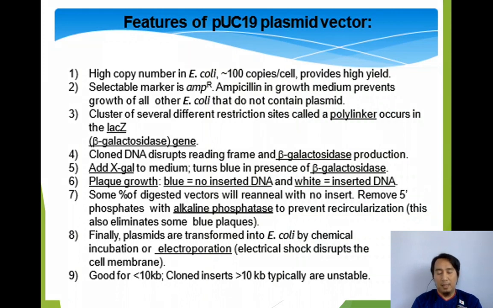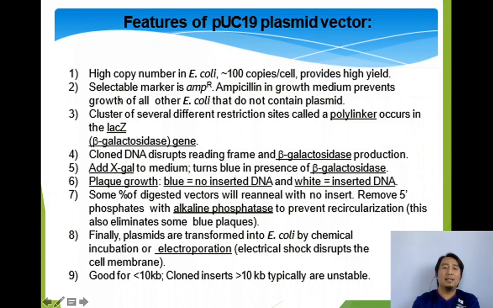Right, so these are the features of the pUC19 vector. As I said, each vector has its advantages and disadvantages. We have to know whether the vector has a low copy number or high copy number. It is very important for you to figure it out before you plan your DNA cloning experiment. The pUC19 plasmid vector is high copy number in E. coli, which is 100 copies per cell, providing high yield. This means pUC19 is easy to amplify, and so it provides you a very high yield.